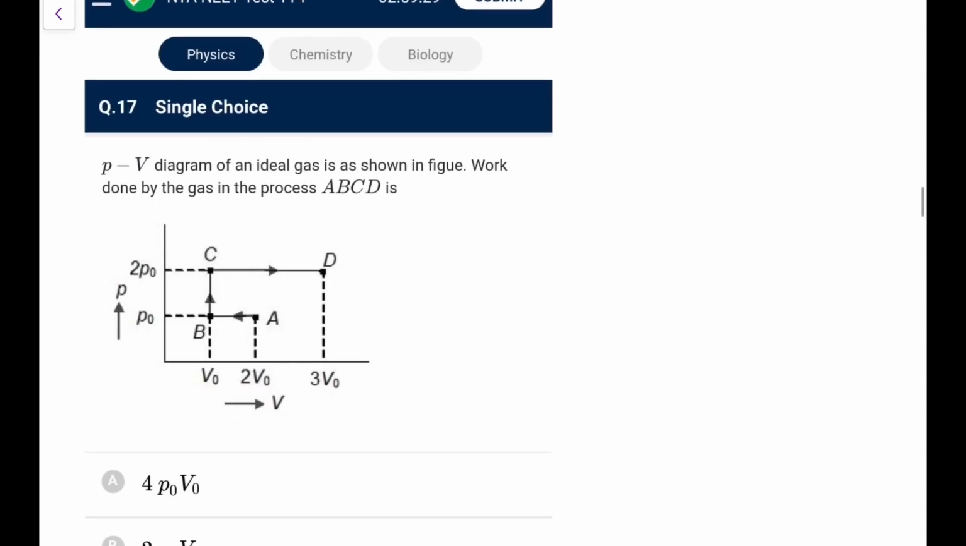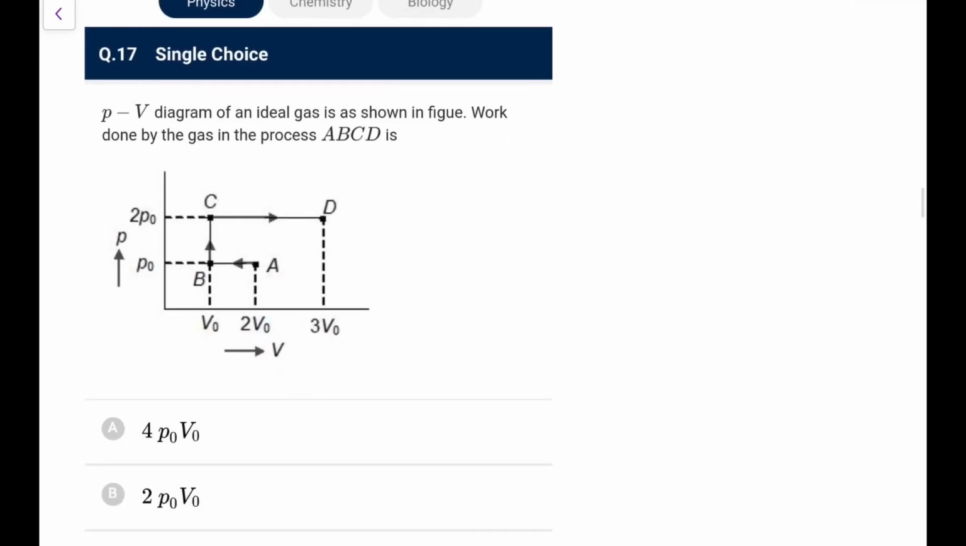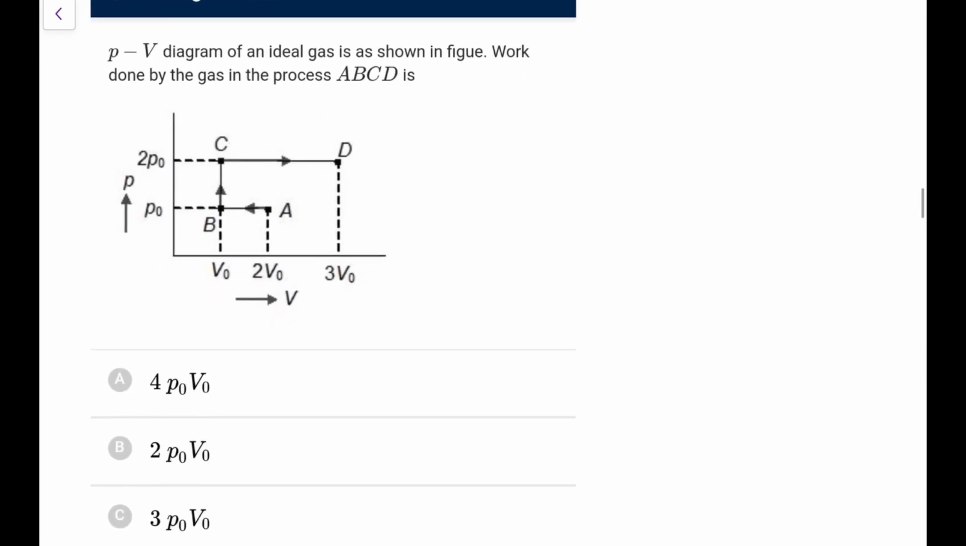Next, PV diagram of an ideal gas is shown in the figure. Work done by the gas in the process ABCD is? So work done A to B would be negative, B to C is 0, C to D is positive. So overall you will have this area as a positive work. So this area you can make out from here.